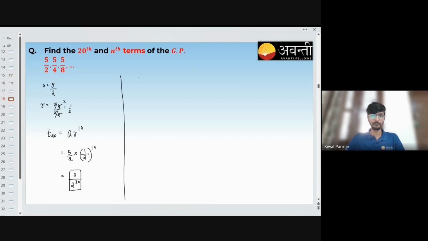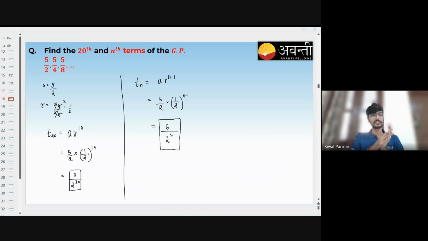They also want us to find the nth term. Tn will be A R raised to the power n minus 1. A is 5 by 2 into 1 by 2 raised to the power n minus 1. Here again in the numerator we'll get 5 and in the denominator I'll get 2 raised to the power n. How 2 raised to the power n? Here 2 raised to the power 1 into 2 raised to the power n minus 1. If I add the powers, I'll get 2 raised to the power n.